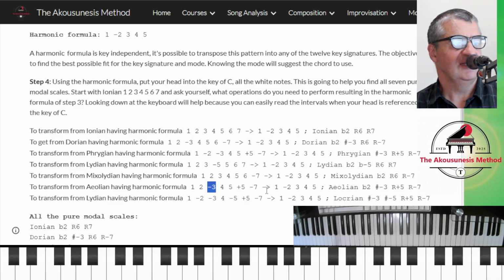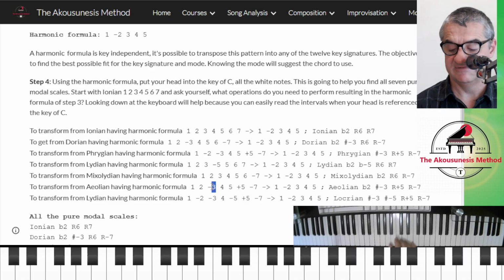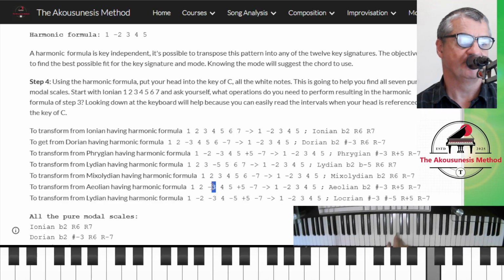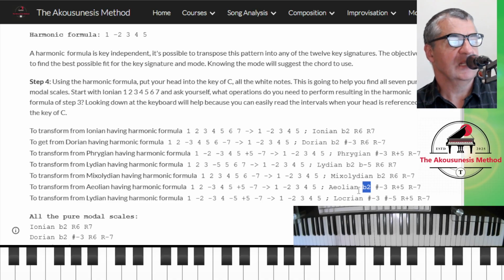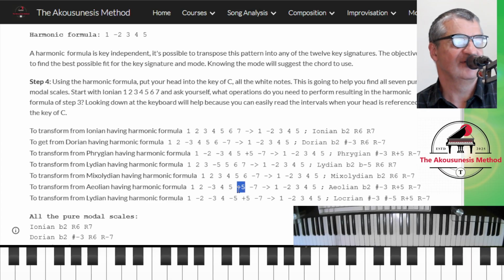Aeolian, -3 to the 3. Remember, an Aeolian has a -3. If we look in the key of C, there's a -3, right? We want to bring it to a 3. So what do we have to do? We just have to sharpen the -3. So this tells you what to do, right? We have something we already know how to play, and these are just the operations we need to do. All right. And so then we have a 5 and a 5. That's fine. We have a 4 and a 4. Now we've got a +5 and we don't have a +5 in the target, so we remove the +5 and -7.